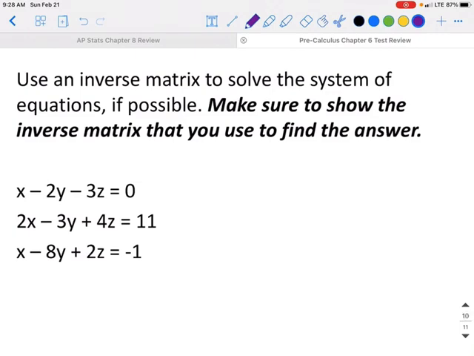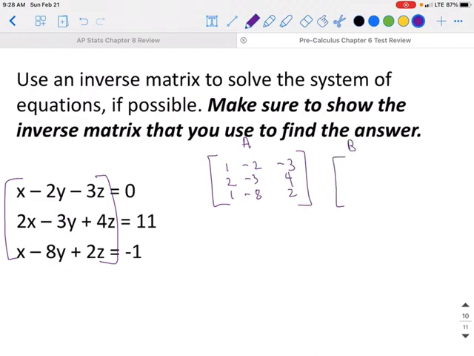Use an inverse matrix to solve the systems of equations if possible. Make sure to show that inverse matrix. So when you're doing an inverse matrix, you're going to take your matrix A, which is the coefficients in front of your variables. So our matrix A will be 1, negative 2, negative 3, 2, negative 3, and 4, 1, negative 8, and 2. And you're going to take your matrix B, which is 0, 11, and negative 1.